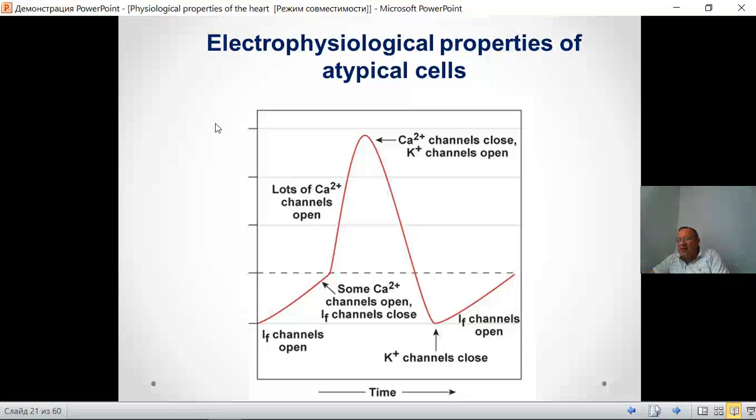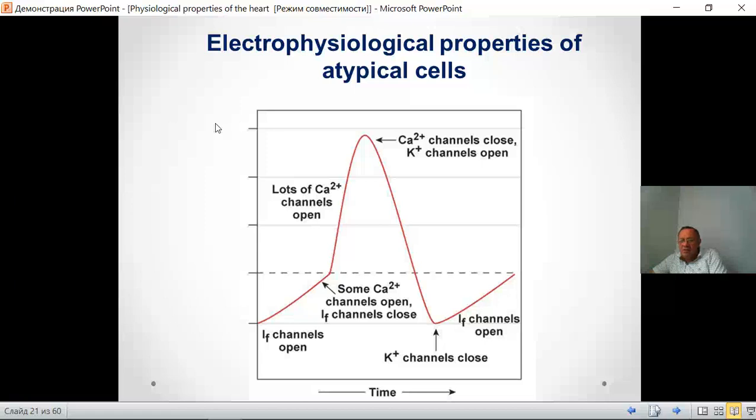Phase 3, repolarization. As in the other myocardial tissues, repolarization in the SA node is due to an increase in potassium ion permeability. Because the electrochemical driving forces on potassium ions are large, both chemical and electrical driving forces favor potassium ions leaving the cell. There is an outward potassium ion current which repolarizes the membrane potential.